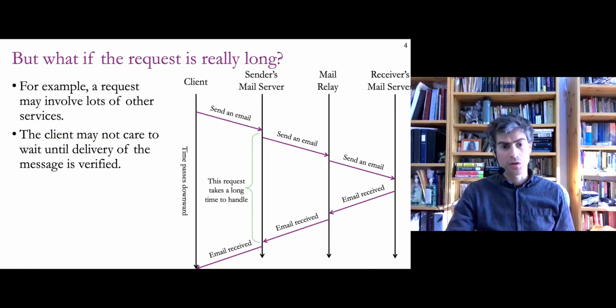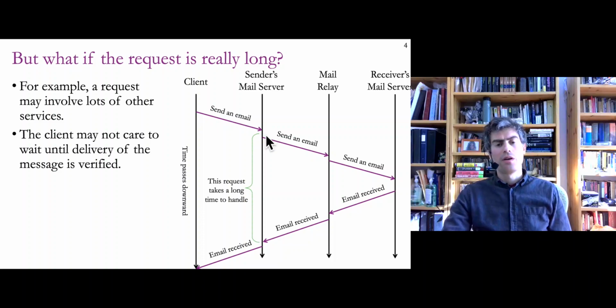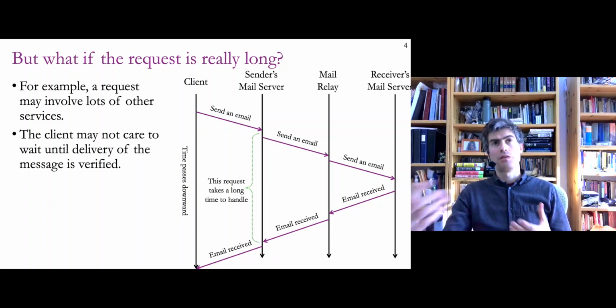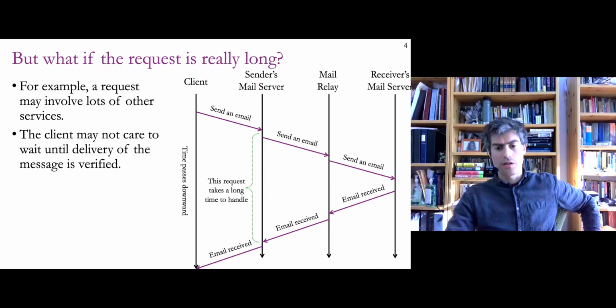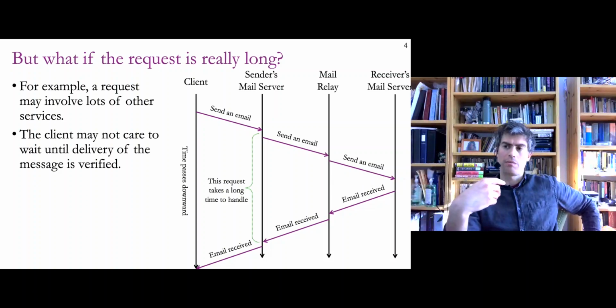But there are cases when it doesn't work well, particularly if the request is really long. So, for example, if the client makes a request to send an email, the mail server that receives that message has to do a lot of work to deliver the message. The mail server that the sender sends it to has to forward the message to another mail server, often to more than one mail server before finally reaching the final recipient. So there are many messages that are sent.